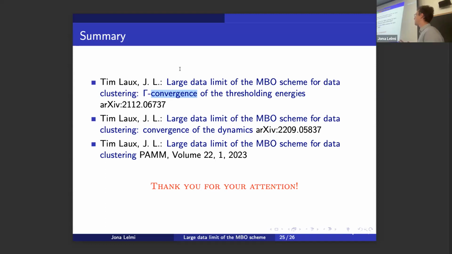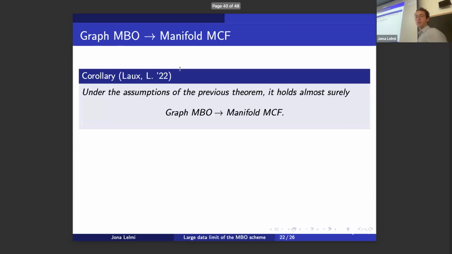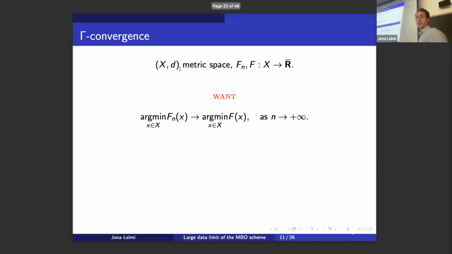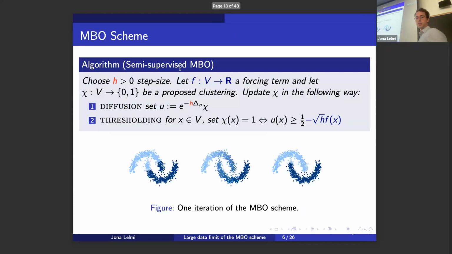And then the second remark is that if you use the MBO scheme in the semi-supervised setting, which is this one, which also has this forcing term, then the energy is the thresholding energy minus the linear term of F multiplied by chi. And in that case, global minimizers are not trivial anymore. So you still have information. It's good that you pointed it out, but these two observations actually make it make sense.